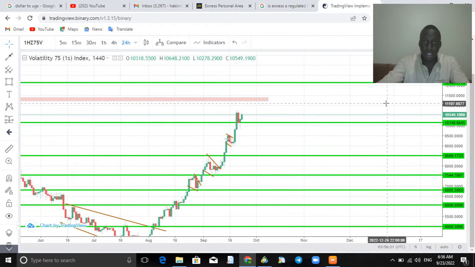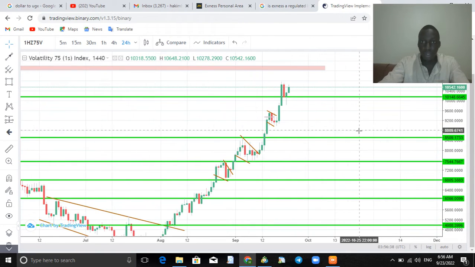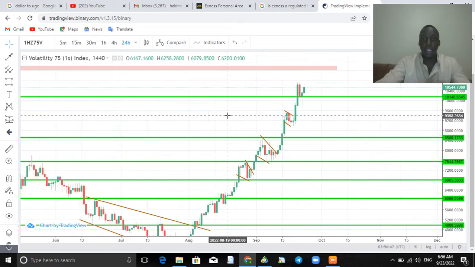Now you can clearly see that we had a hammer. This is a candlestick pattern. Let me try to zoom out. So we had a candlestick pattern, which is a hammer, confirming to us that we should buy this pair, because we are in a daily time frame.